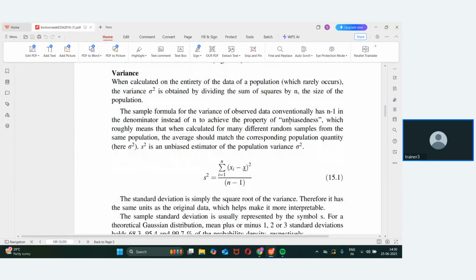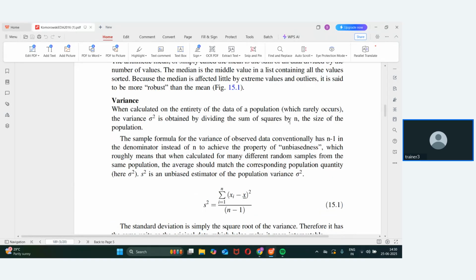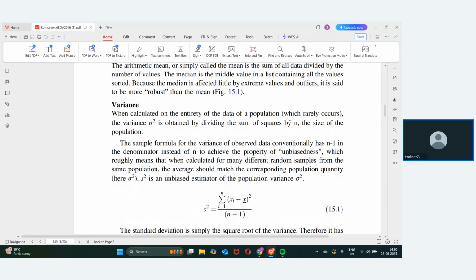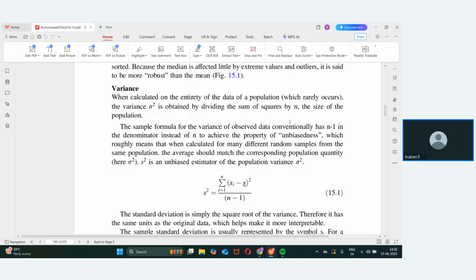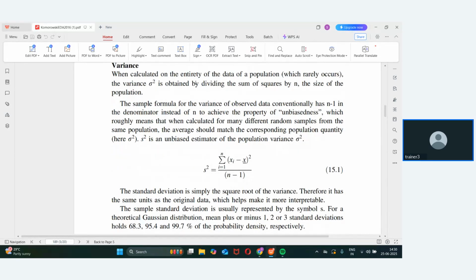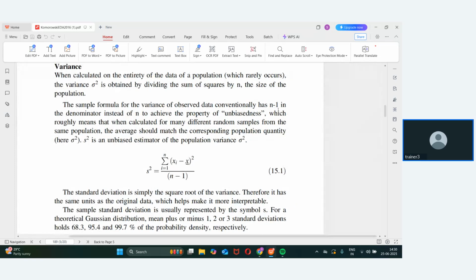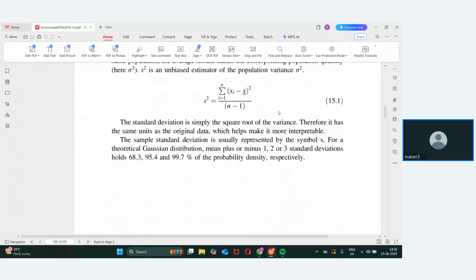So yeah, coming to variance, we have also known that variance, range, and deviation come under measures of spread, whereas mean, mode, and median come under central tendency. So, what is variance? When calculated on an entire data population, variance is obtained by dividing the sum of squares by n. This is a simple formula of variance.